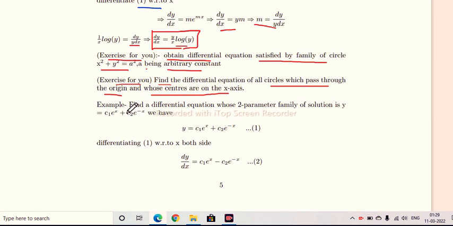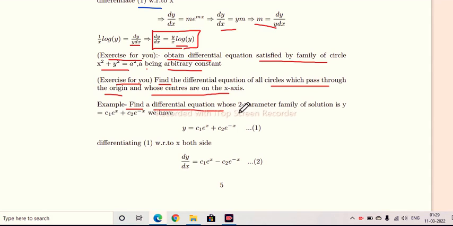Now take another example. Find the differential equation whose two parameter family of solutions is y equal to c1 times e to the power x plus c2 e to the power minus x. Why do we call this two parameter? Because here c1 and c2 are the parameters. The question is asked like that.